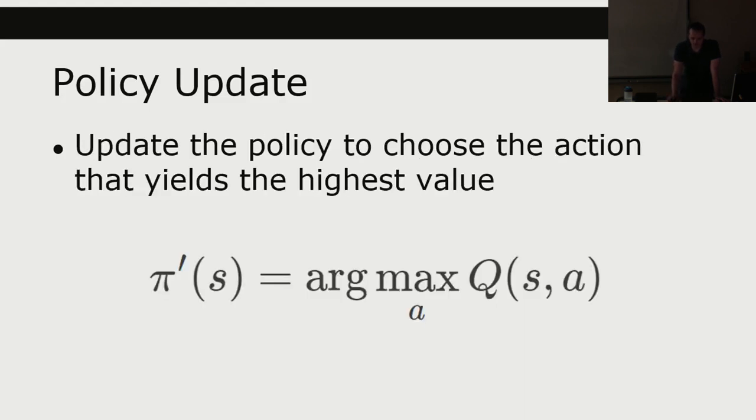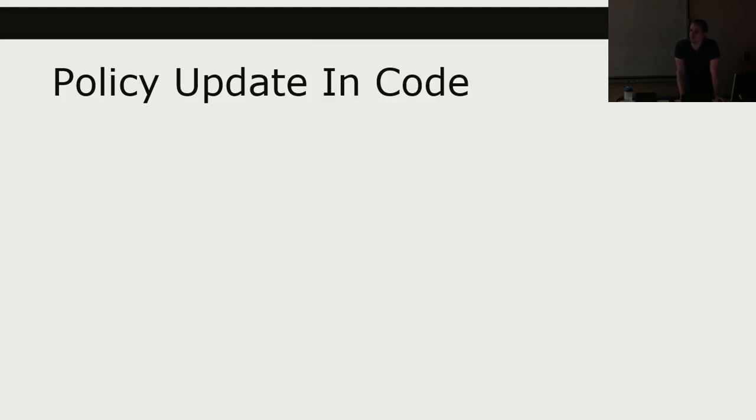So to update the policy, you just choose the action which has the highest value. That's it. Or leads to the state with the highest value. And so, if we actually want to update our policy P(S,A) in code, here is the code to do that, and you can copy and paste this for assignment 5 and turn it into JavaScript.